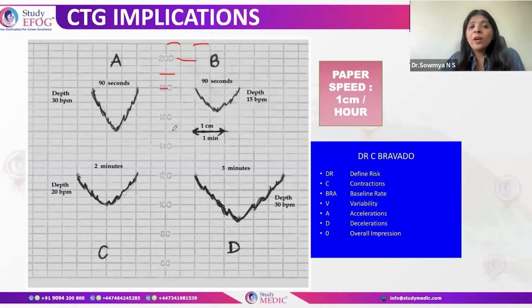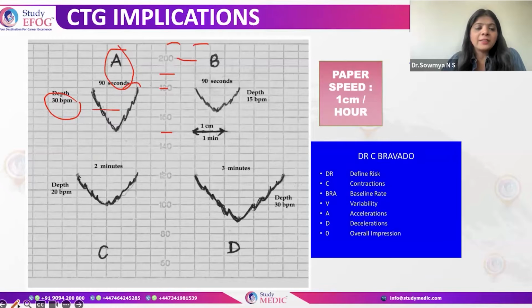So let's look into one of these. For example, in A, there is a deceleration. A deceleration is a fall of more than 20 beats per minute for more than 20 seconds. What is the fall from 180 to 150? There is a 30 beats per minute fall, which you can definitely call a deceleration. And how long is it lasting? This is 1 minute and this is 30 seconds, so it lasts for 90 seconds. So there is a deceleration falling by 30 beats per minute, lasting for 90 seconds.